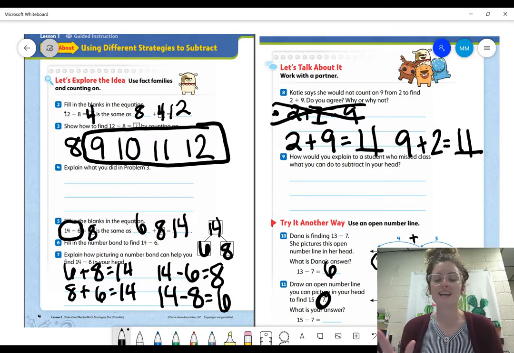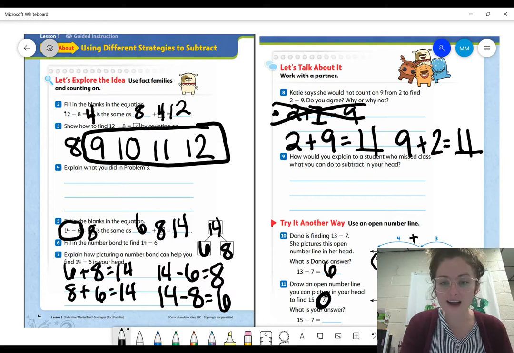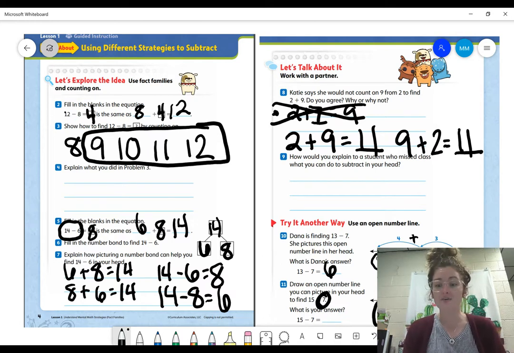And if I have 10 and I take 2 away, how many will I have left? 8. So where did I stop? At 8. So if I have 15 and I take 7 away, do you see how I used that open number line? I went back to facts that I know and kept going until I got to my difference, to what was left over.